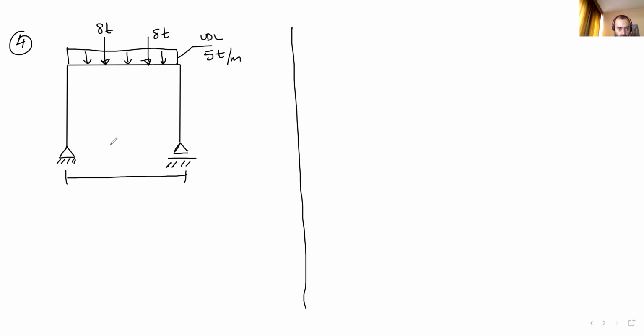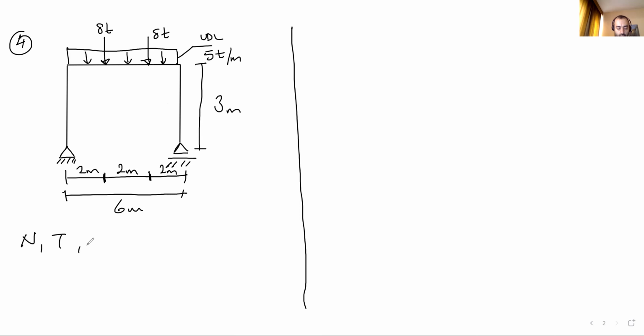The distances here: this is for the first 8, this is for the second 8 meter. 2 meters, 2 meters, 2 meters. Totally, it's 6 meters. The height of the system, 3 meters. Okay. So we are gonna draw the N, T, M diagrams here.